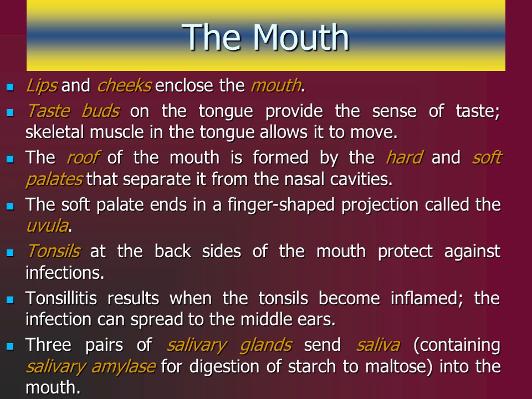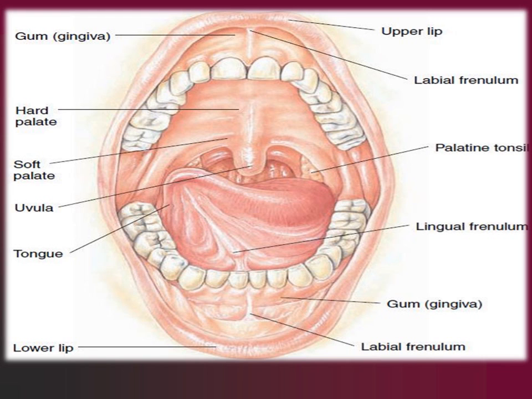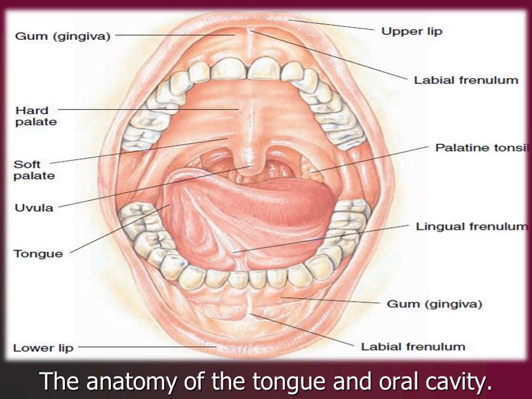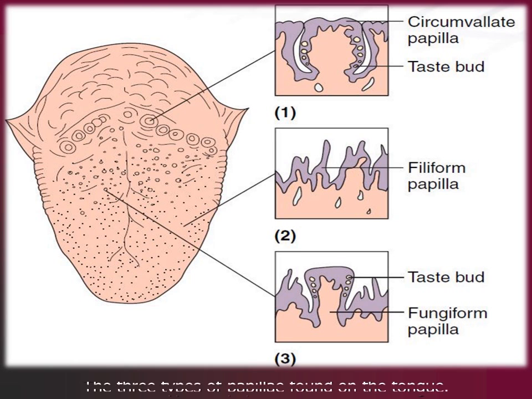There are 5 tastes: sweet, sour, salt, umami, and bitter. The taste of umami was identified by Japanese researchers. It detects MSG, monosodium glutamate, a distinct flavor popular in Asian foods. As you can see, this is the anatomy of the tongue and oral cavity. And these are the 3 types of papillae found on the tongue.